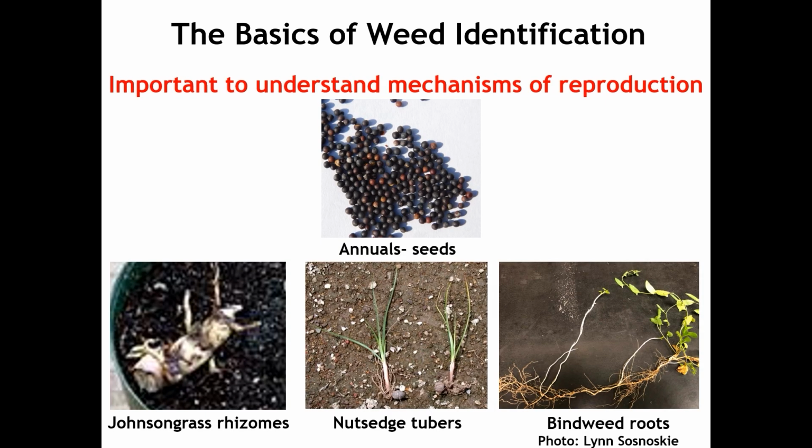So the next thing is understanding the mechanisms of reproduction. The first picture you see on the top is that of seeds. Most of the annual plants reproduce by seeds. It's not that perennials don't reproduce by seeds. They can reproduce by seeds as well as specialized organs such as rhizomes, tubers, and roots.